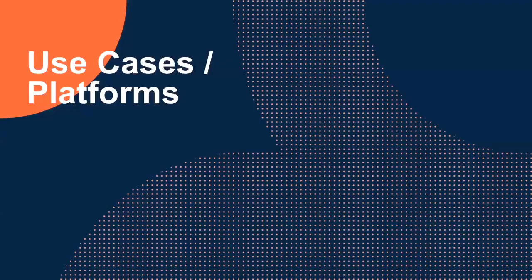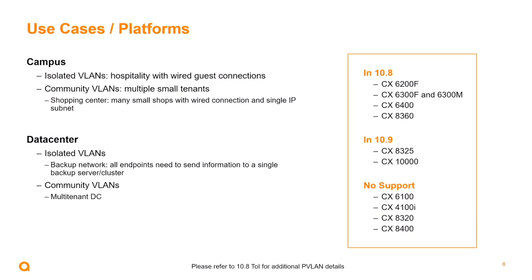Now, when we're taking a look at the use cases and the platforms, a good example of a use case for primary VLANs, of course, is a hotel room, where hosts from multiple rooms are going to be connected in the same VLAN. In those types of situations, it's going to be desirable that traffic from one room only goes to the gateway and not to the other rooms.